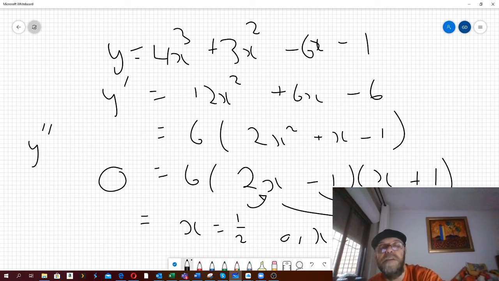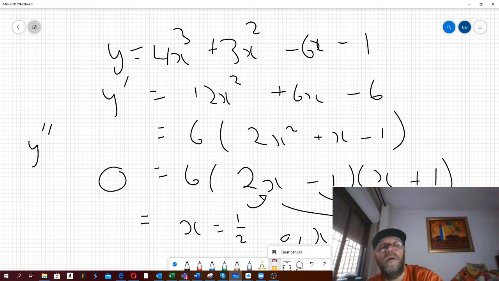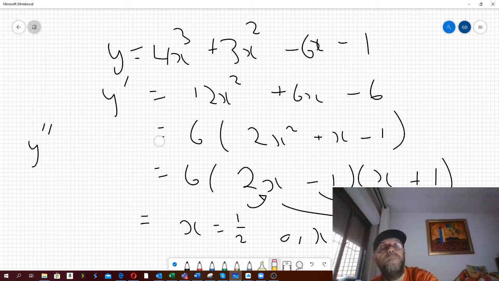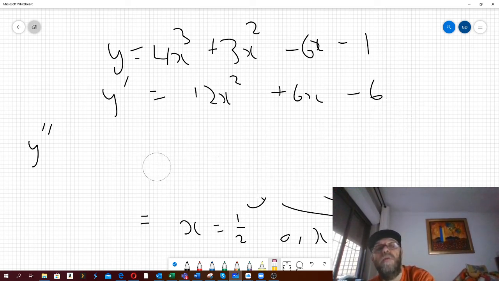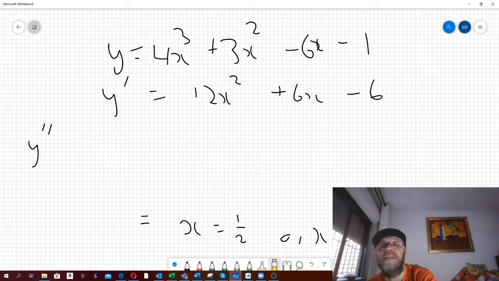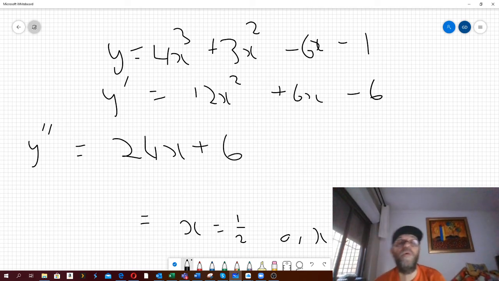Let me erase some stuff here so I've got some space. So what is the second derivative? Well, if I derive 12x squared, I'm going to get 24x. 24x plus 6, yes? All right, and so 24x plus 6.